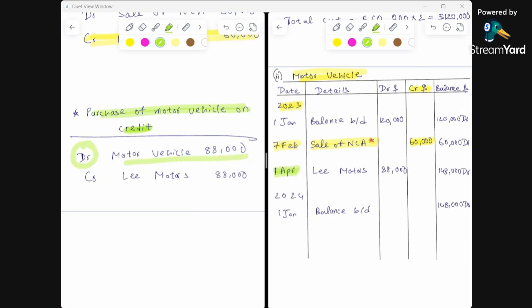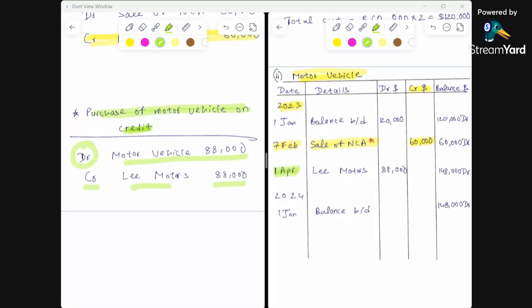And the reason we are crediting Lee Motors by $88,000 is because we purchased this asset on credit. And at this moment, our liability or obligation towards Lee Motors is increasing. And when liabilities increase, we credit it. So basically, because assets have increased, we are debiting motor vehicles. And because liabilities have increased, we are crediting Lee Motors, both by $88,000.